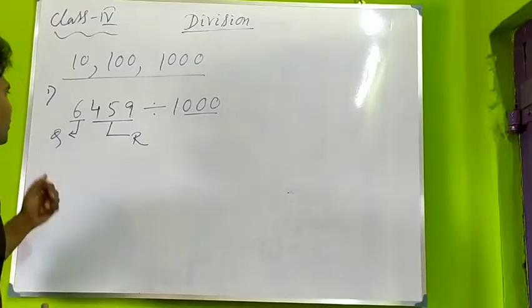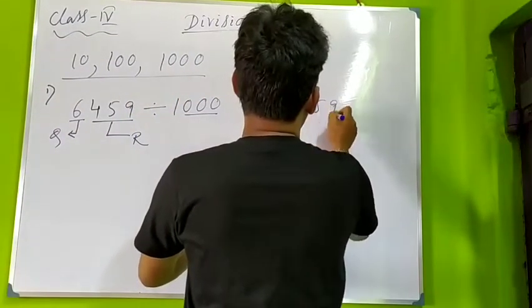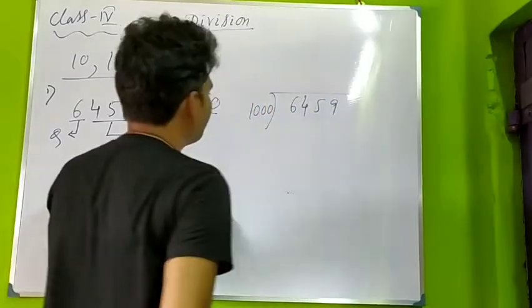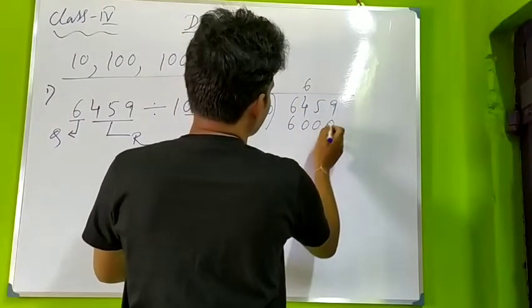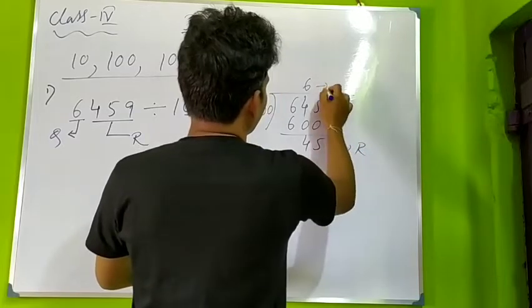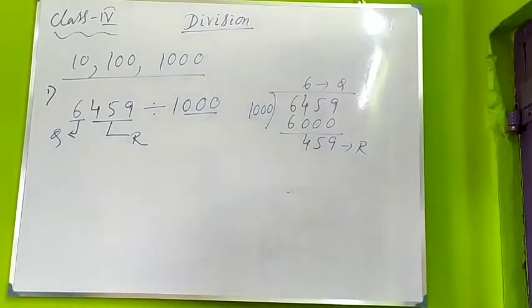Okay, if you want to check this, let's check. 6459, if we divide this by 1000, then 6000, and 459 is the remainder, and 6 is the quotient. Okay, so you can verify this.